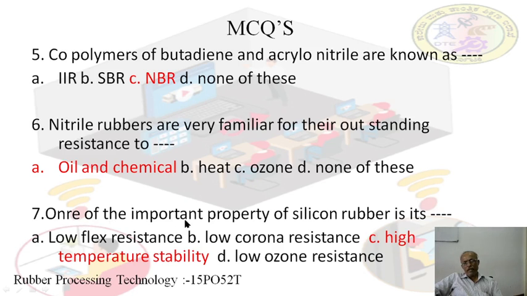Next, seventh one: one of the important properties of silicone rubber is its dash. Option A, low flux resistance; B, low aroma resistance; C, high temperature stability; D, low ozone resistance. So the answer is, silicone rubber is very familiar for its high temperature stability. It will stand up to 350 degrees centigrade. That is why this answer is correct.